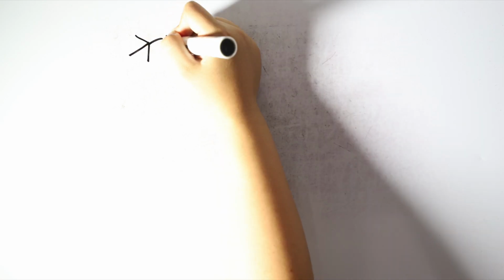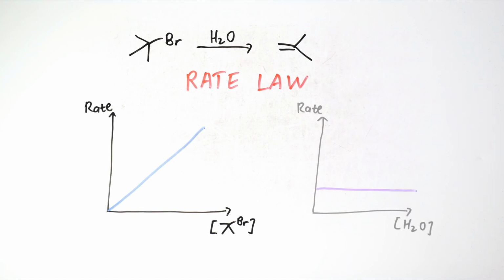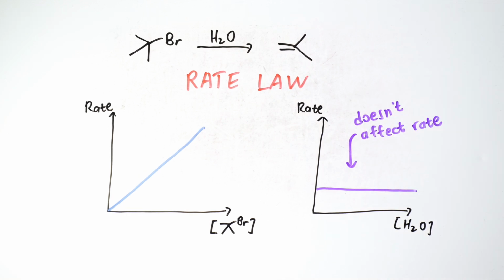Here is the reaction of tert-butyl bromide with water to form isobutylene. In E1 reaction, only the substrate in the reaction affects the rate law. Changing the concentration of the water as a weak base in this reaction doesn't affect the reaction rate.